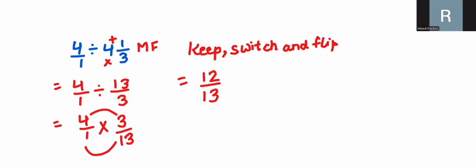Is this the final answer? How do we check? Is there any table in which 12 and 13 both numbers come? Think over it. No, there is no table in which 12 and 13 both come. So this is the simplest form and it is the final answer.